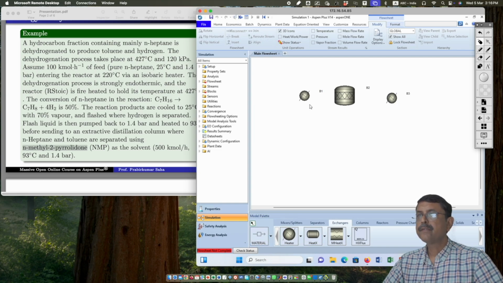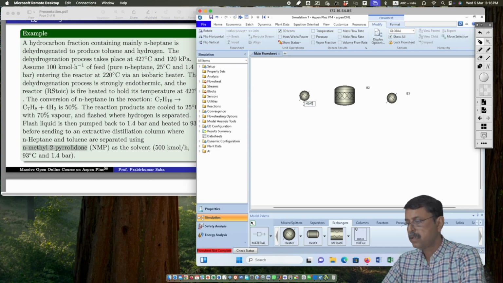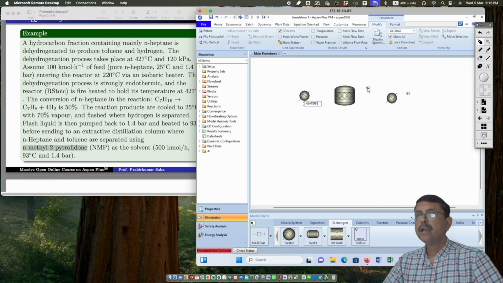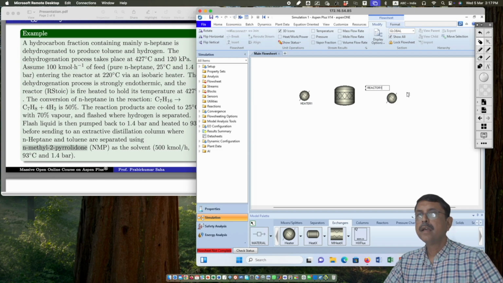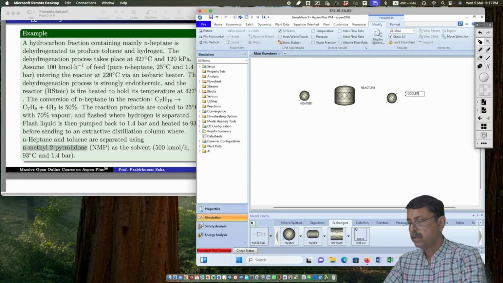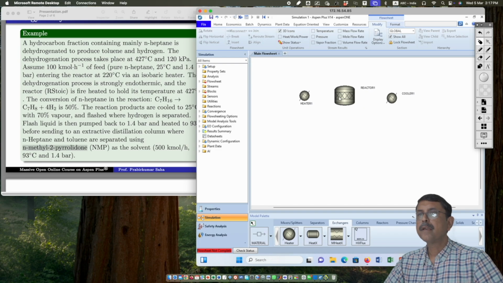Okay, so let us first name them. We will name it heater 1. This is reactor 1. And this is cooler 1. Okay, so this is reactor 1, this is cooler 1, this is heater 1, and we will connect the lines like this.